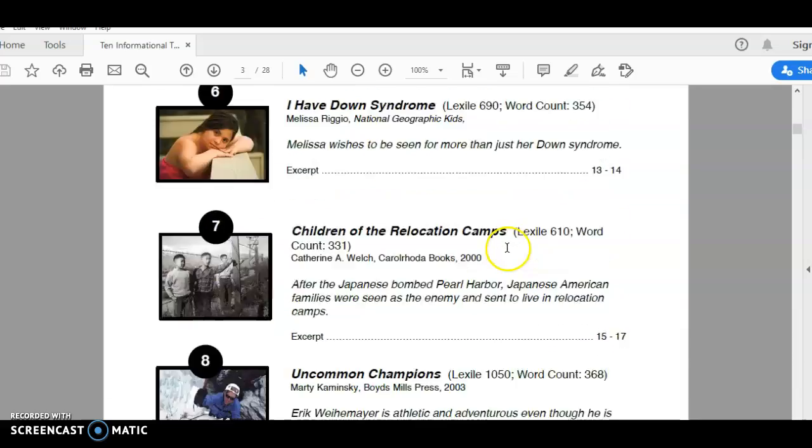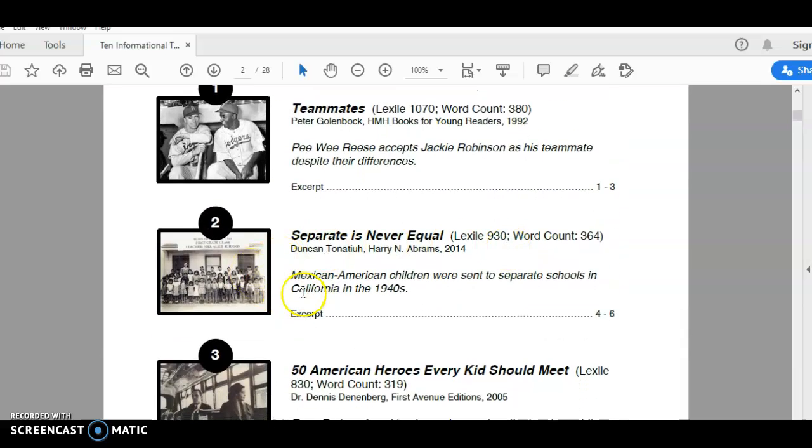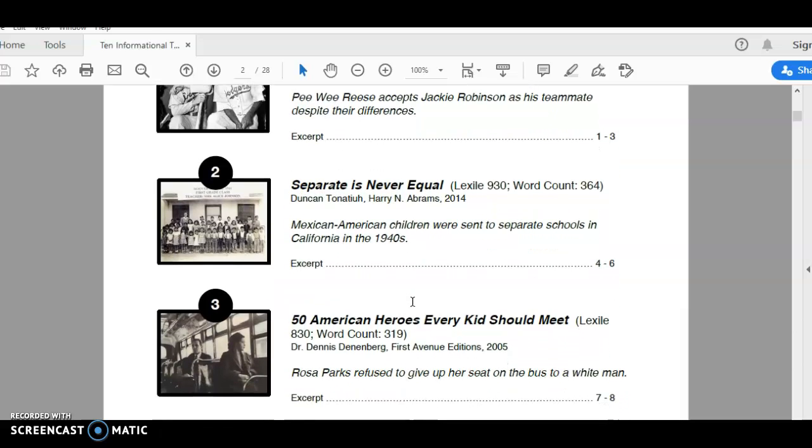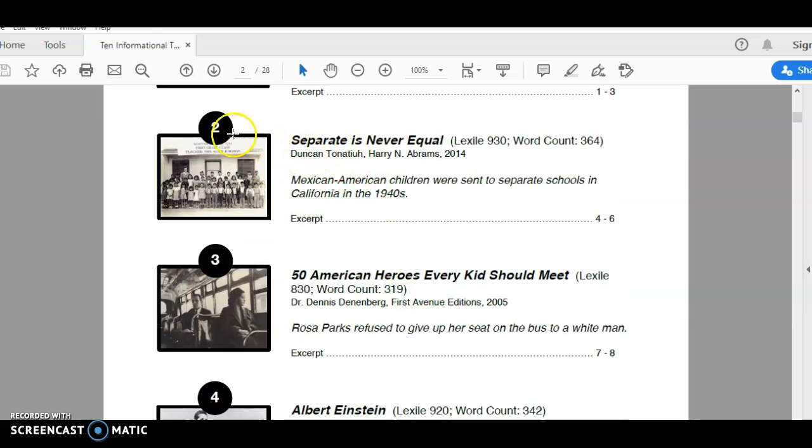So let's say that I am very interested in text number 2, for example. This is about some Mexican American children who were sent to separate schools in California in the 1940s, similar to the segregation that we had during the civil rights movement. And so we're going to go down. Let's check that text out. It's text number 2, and it's called Separate is Never Equal.